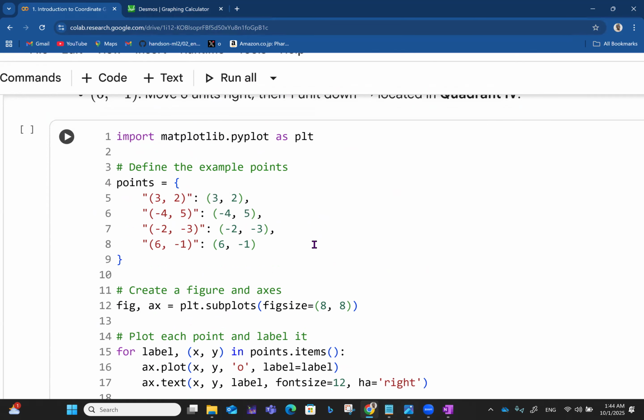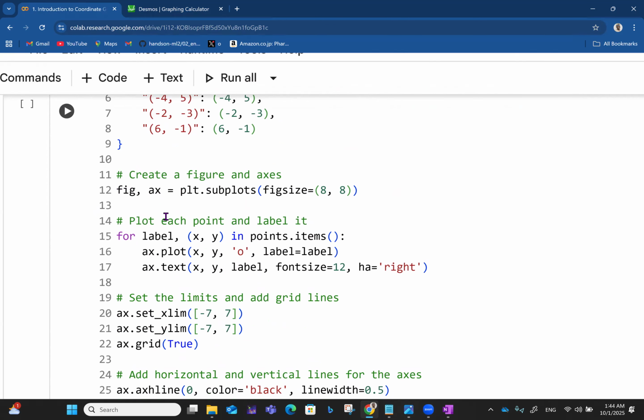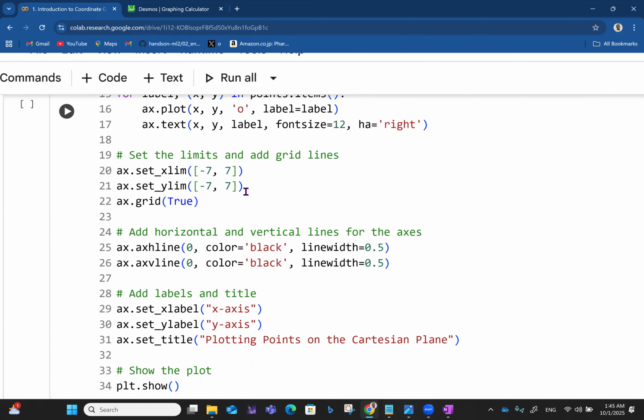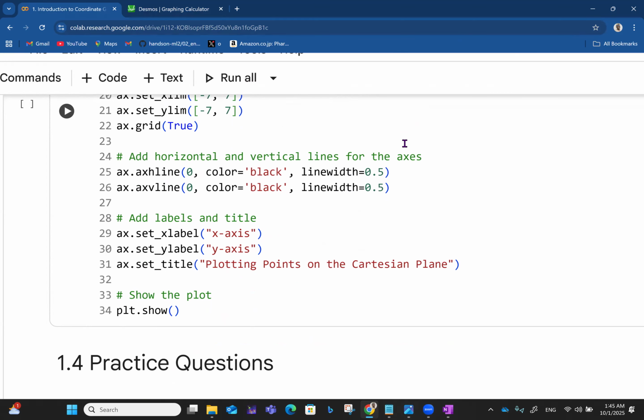So you can see you have the points right here now. So in point items now, you plot X against Y and put this dot here. So you label that, and then you keep doing that, and then set the limits and add grid lines. Okay. So because the biggest number to the right is 6, the biggest number up. So based on that, if we do minus 7, 7, none of the values is up to 7. So we can just set a limit of minus 7, 7 around so that we know every point we need falls within that line. Then we add horizontal and vertical lines for the axis, okay, at the origin 0, 0.